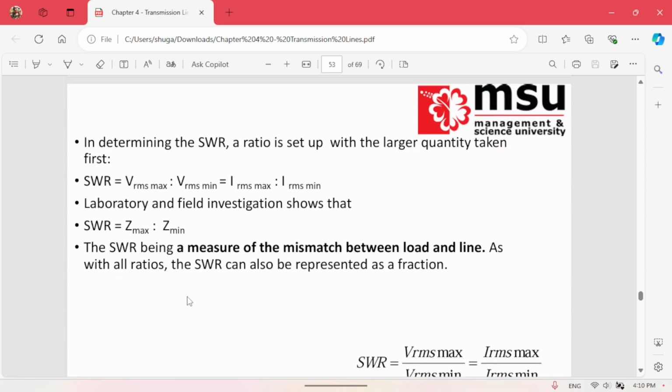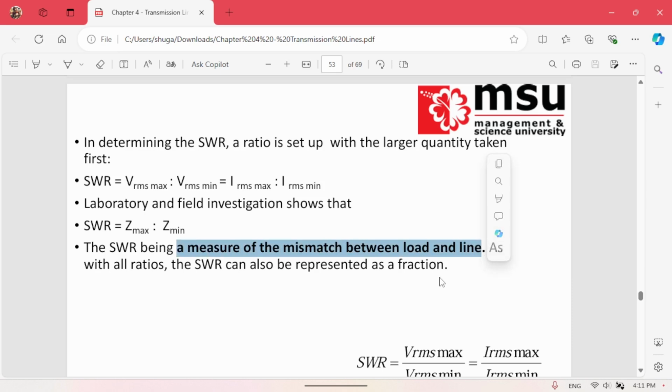So how are we determining the SWR, standing wave ratio? A ratio is set up with the larger quantity taken first. Okay, SWR is equal to VRMS max per VRMS min, as well as equal to current RMS max over current RMS min. Okay, laboratory and field investigations show that SWR is equal to Z max per Z min, and the SWR is a measure of mismatch between load and line.